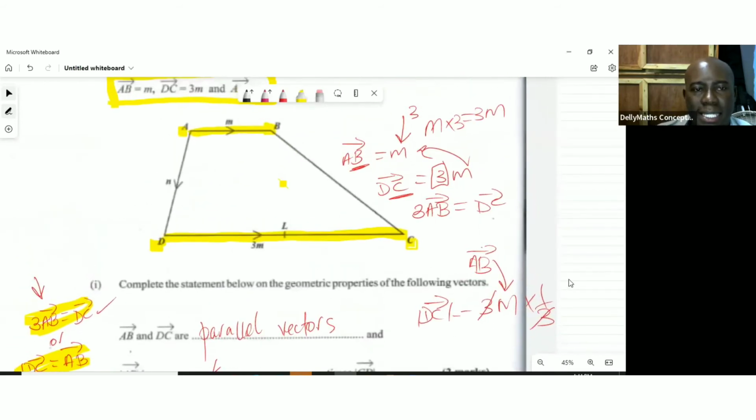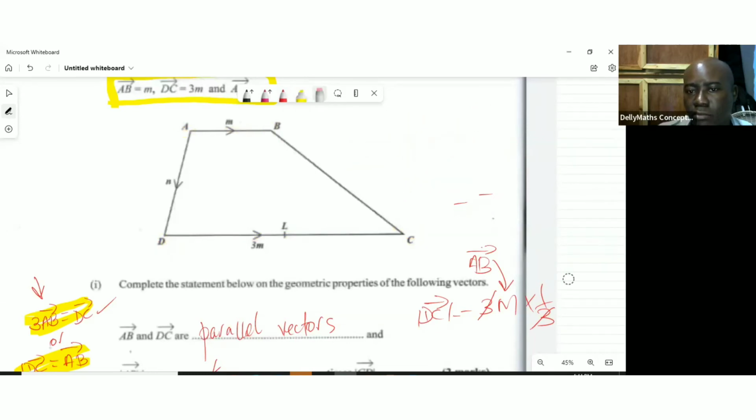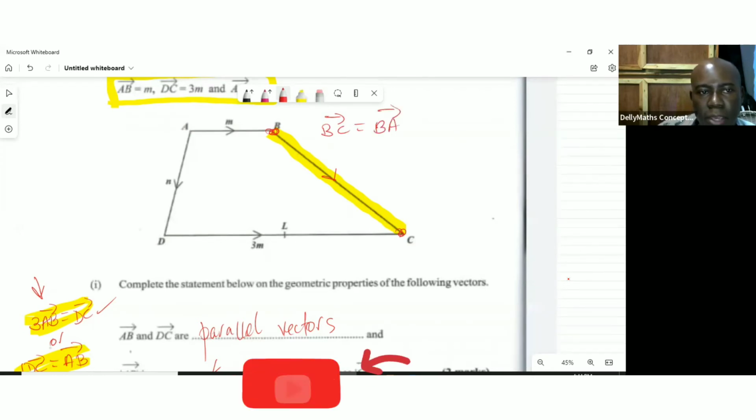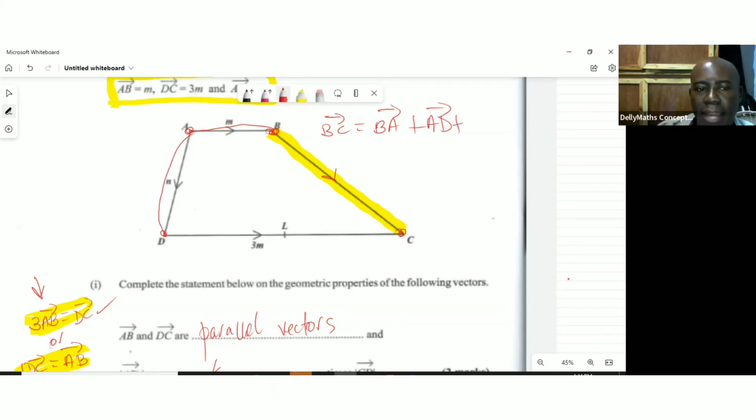Express BC in terms of M and N. We have to look where BC is. This is B and this is C. In order to move from B to C, we travel from B to A, that is from here to here, plus from A to D, then move to here, and then from D to C. Then we would have accomplished that journey.